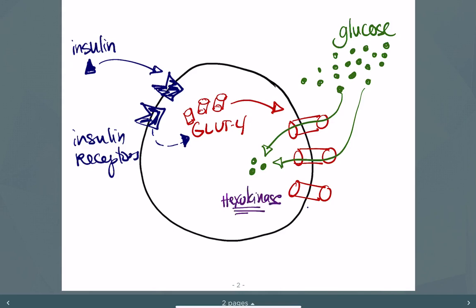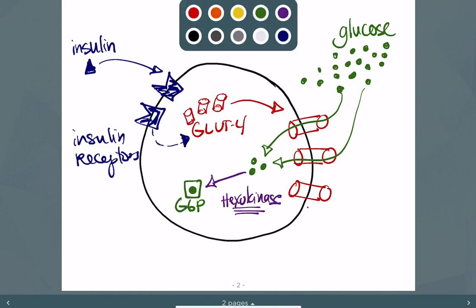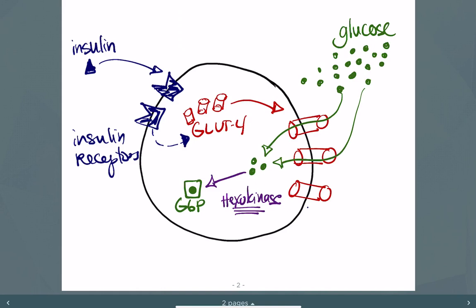Hexokinase is the first enzyme of glycolysis, and it takes this glucose molecule and changes it a little bit. I'm going to put a box around it to make it look different, and it turns it into G6P. The process by which hexokinase changes glucose just a little bit into G6P does require some energy, requires ATP to do this step.